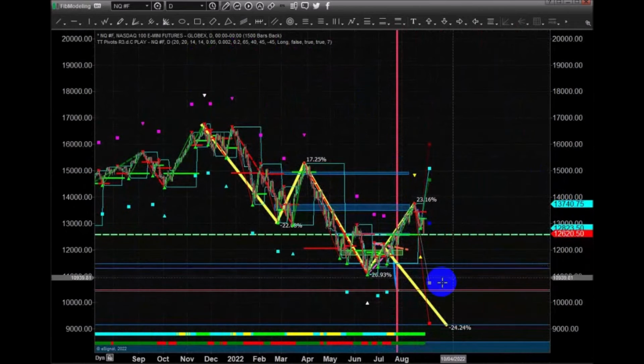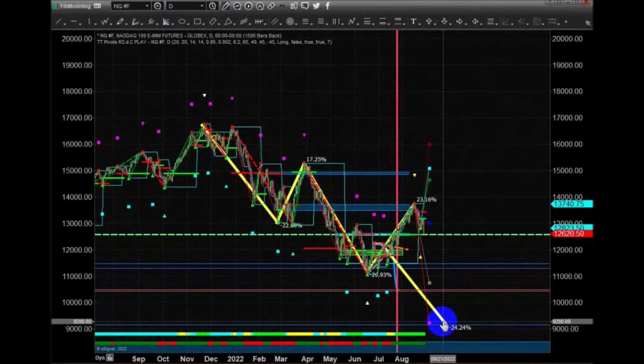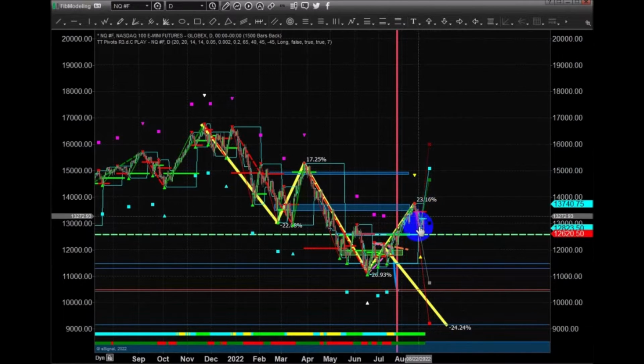You can see downside targets for the Nasdaq are 10,715 and 9,228. Be very cautious of this support level right here, 12,565 roughly. This could still be very strong support for the markets. We could see a nice little recovery here and see this try to push again a little bit higher.